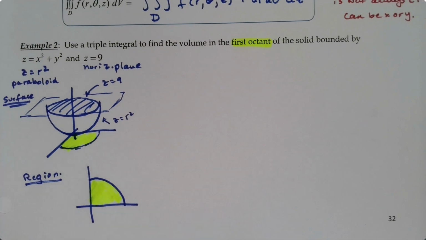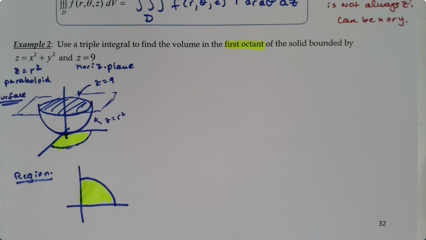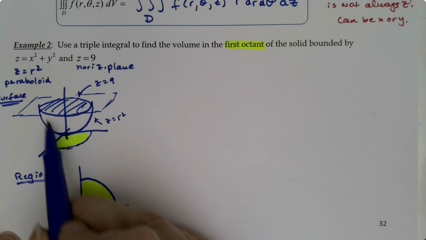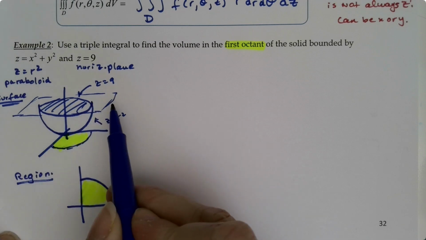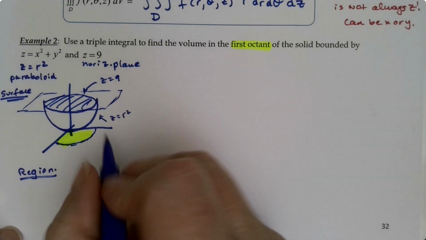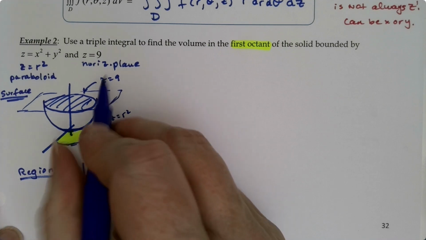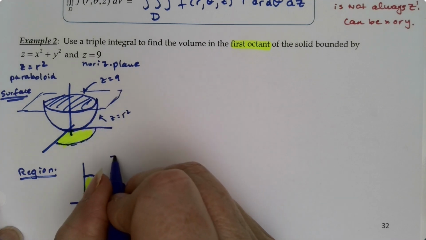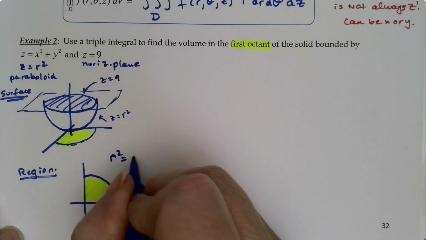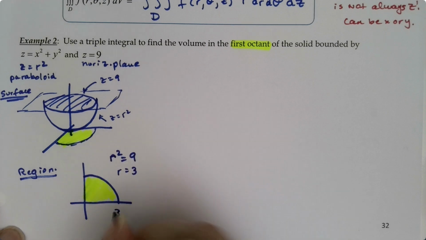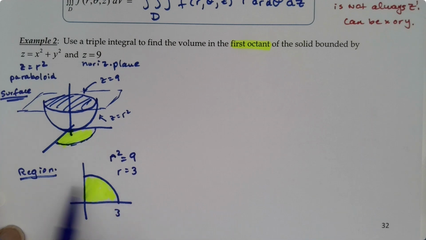But we need to figure out what radius this is. Okay, so to do that, we know that this is where the paraboloid and the plane meet, right? And they meet at z equals r squared and z equals 9, so r squared equals 9, so that means r equals 3. Okay, so we know this is a section of a circle of radius 3.